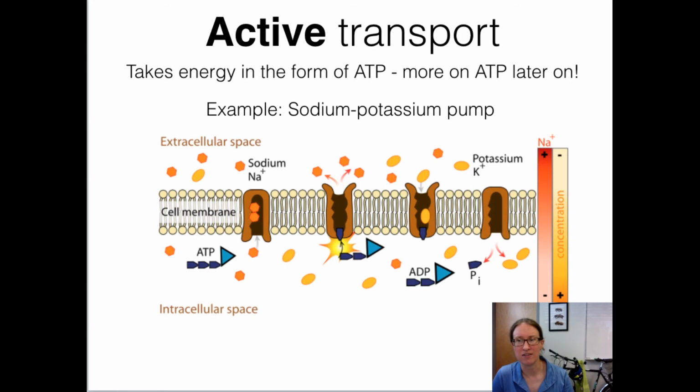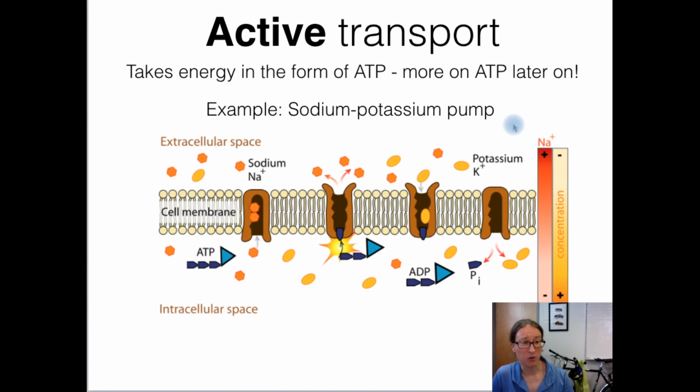These methods all require some form of energy, typically in the form of energy that's stored in the bonds of a molecule known as adenosine triphosphate, or ATP. And we're going to talk more about ATP pretty soon. To give you an example of one of these active transport methods, here's what's also called a protein pump that moves both sodium and potassium against their concentration gradient. This is called a sodium-potassium pump.